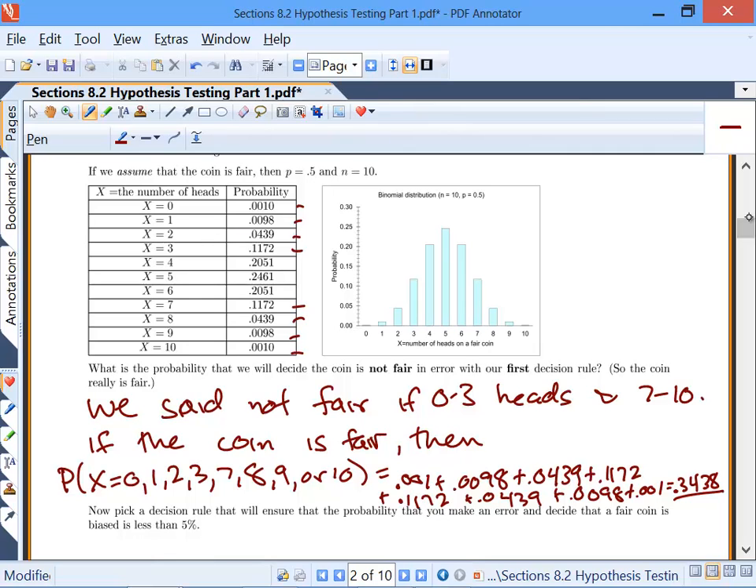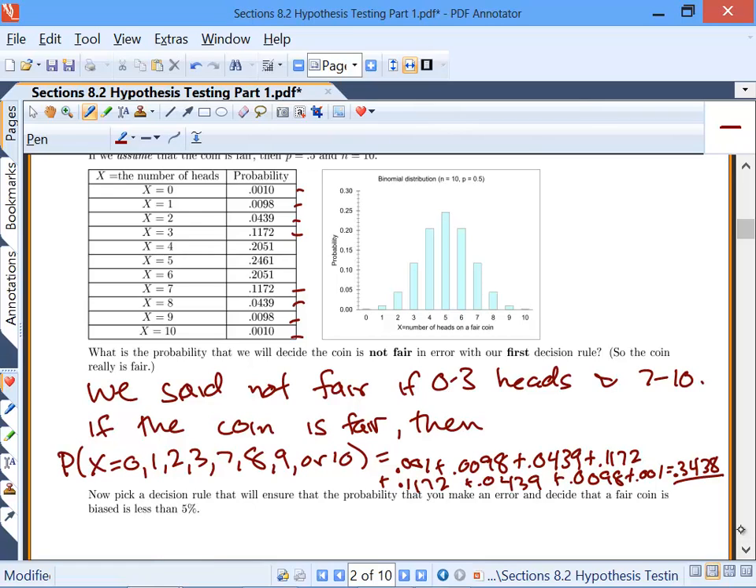Okay. We know, because we've talked about this a lot, if I want to make this error smaller, what's the one thing that I could easily do that would automatically make all of my errors smaller? Increase the sample size. Okay. But since we're still on our 10 coin tosses, let's pick a different decision rule that will ensure that the probability that I make an error and decide that a fair coin is biased is less than 5%. So how could I change those probabilities? What would my new rule have to be so that this probability is less than 5%?